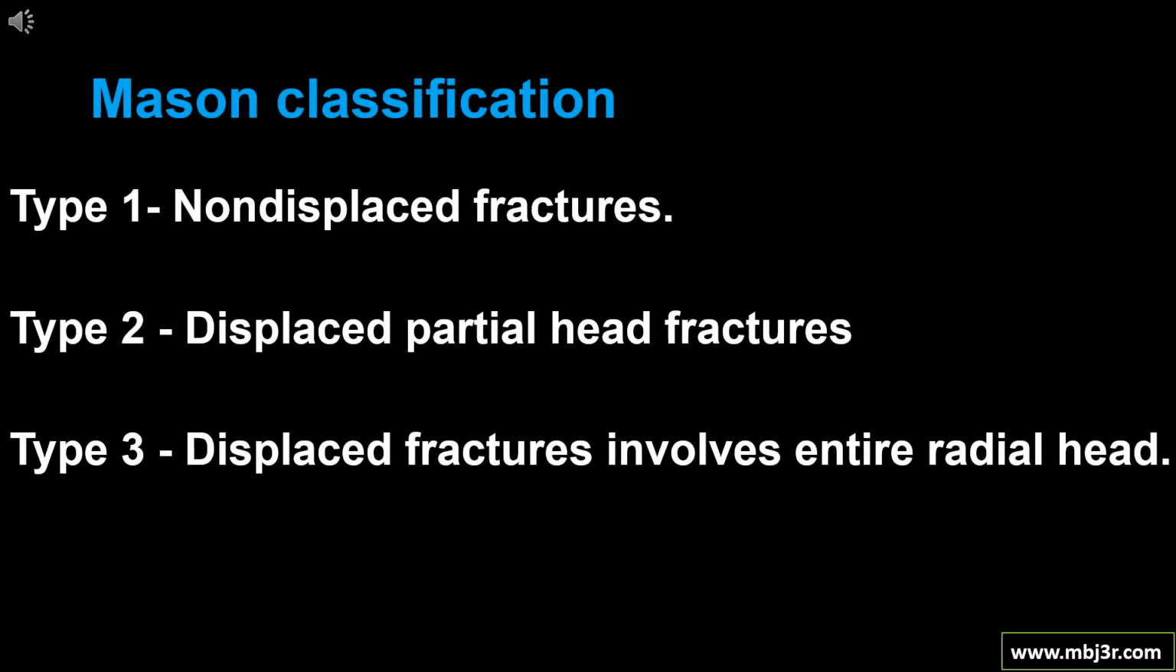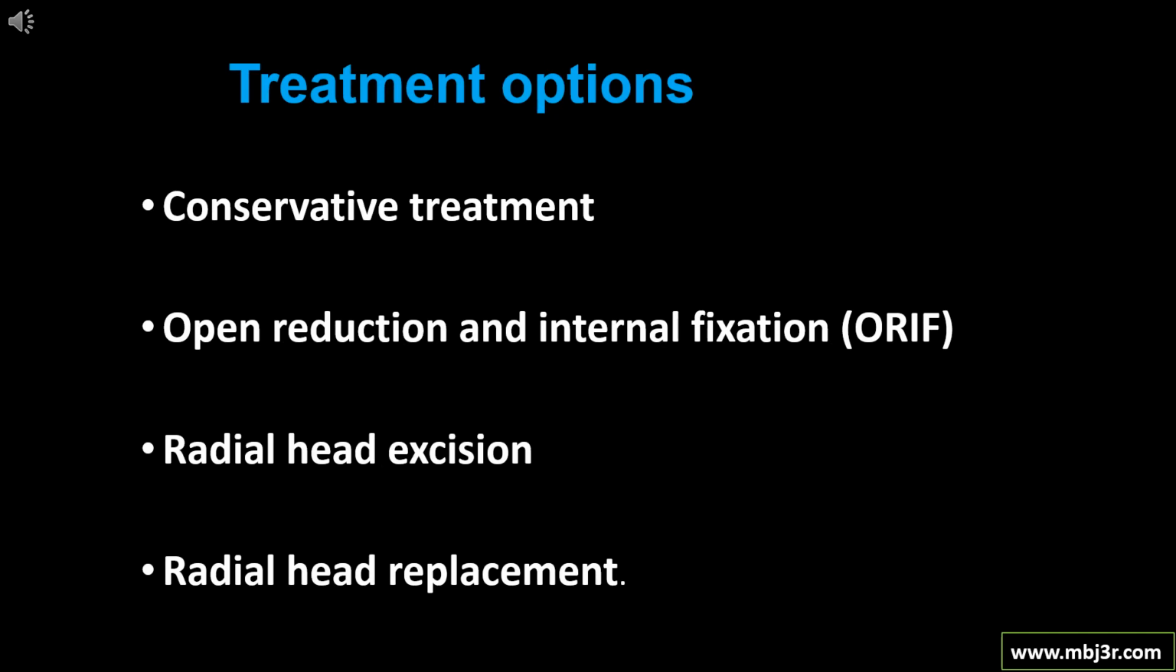Coming to the classification, Mason classification. Type 1: non-displaced fractures. Type 2: displaced partial head fractures. Type 3: displaced fractures involving the entire radial head. Treatment options: conservative treatment, open reduction internal fixation, radial head excision, radial head replacement.